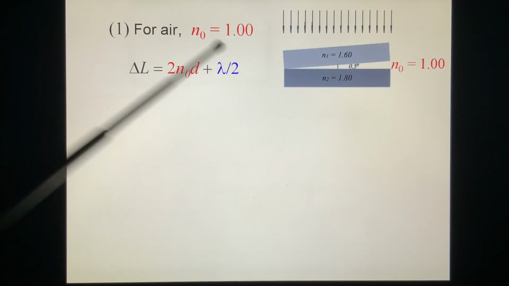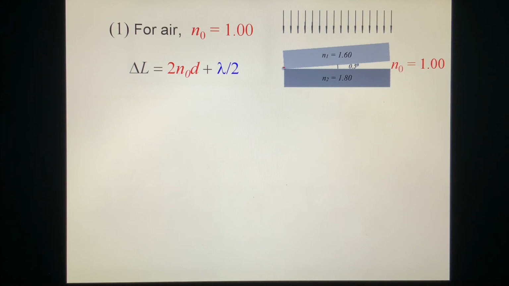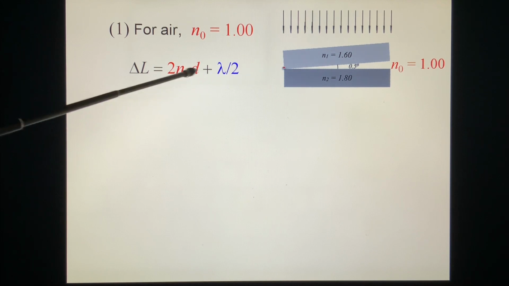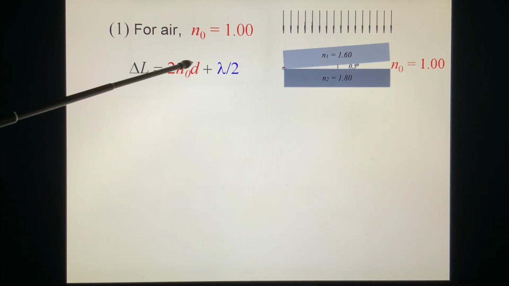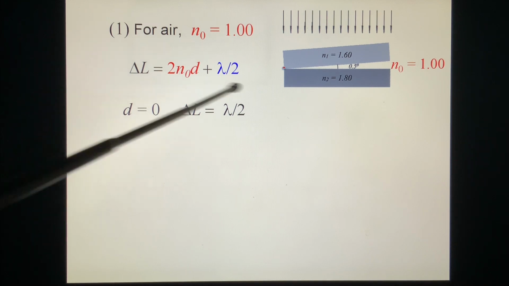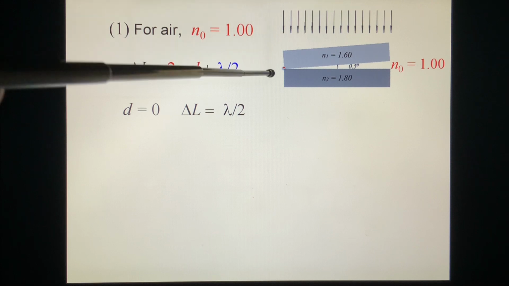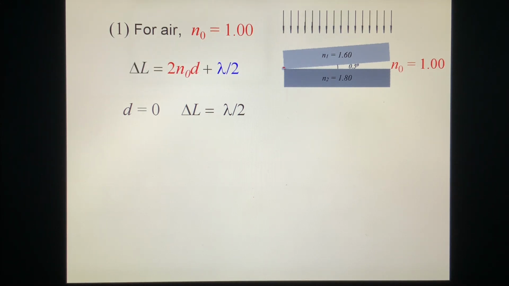This condition is satisfied. Now look at this one. At contact points, d equals 0, delta L equals half lambda. That means this is minimal. What we see in this case is dark. It's dark green.